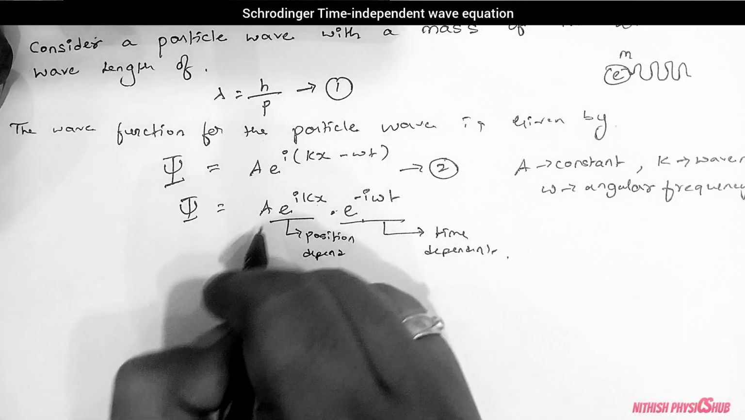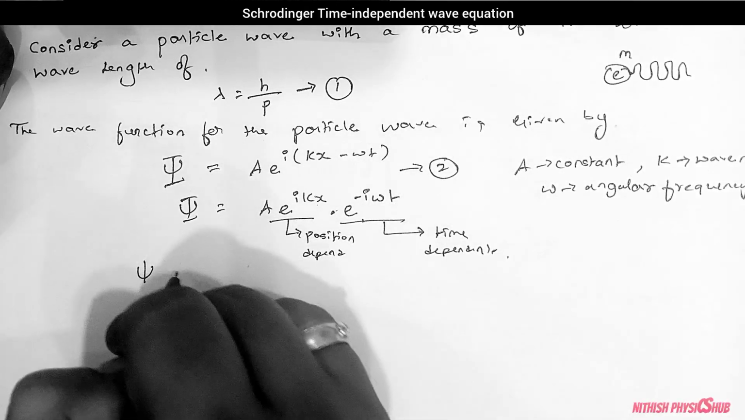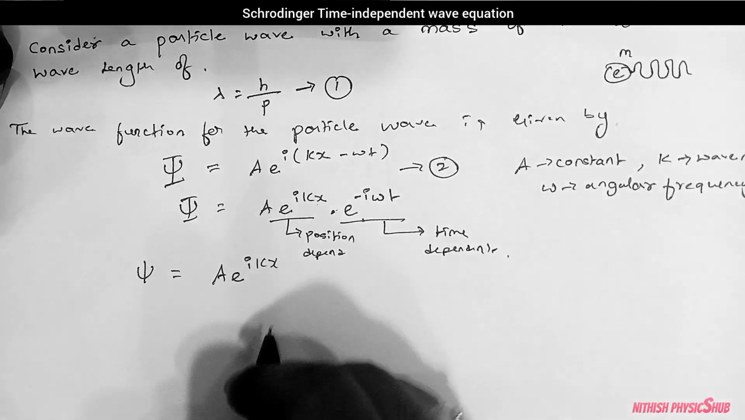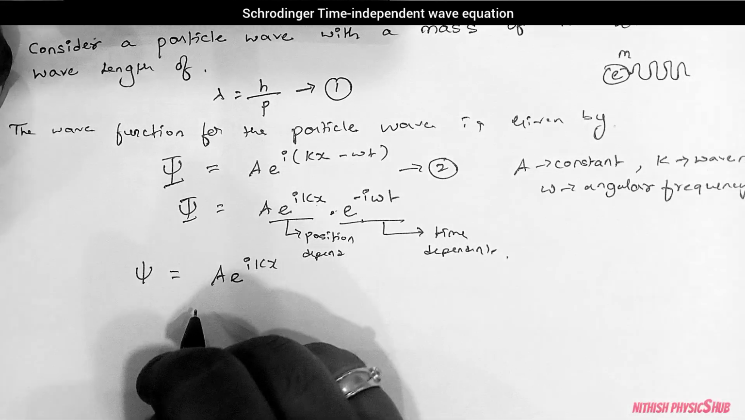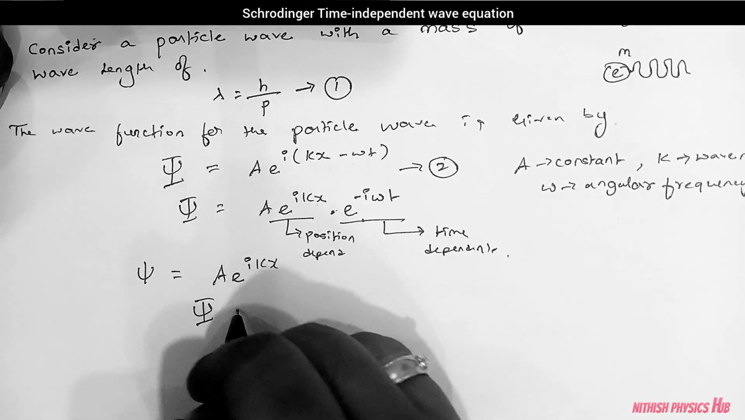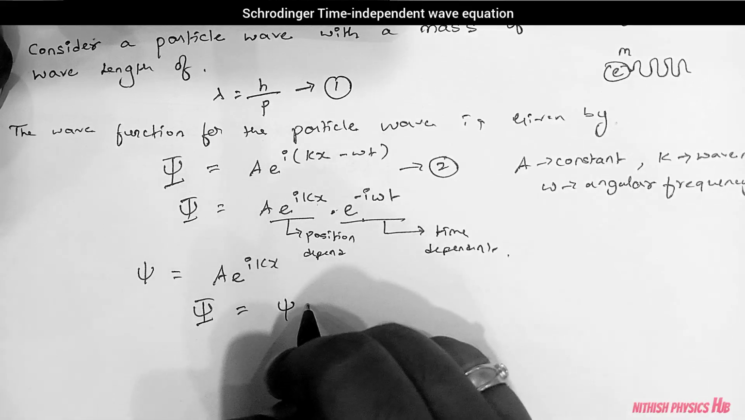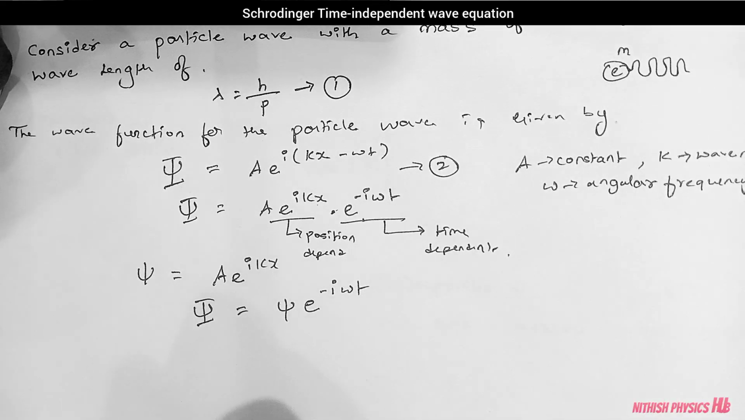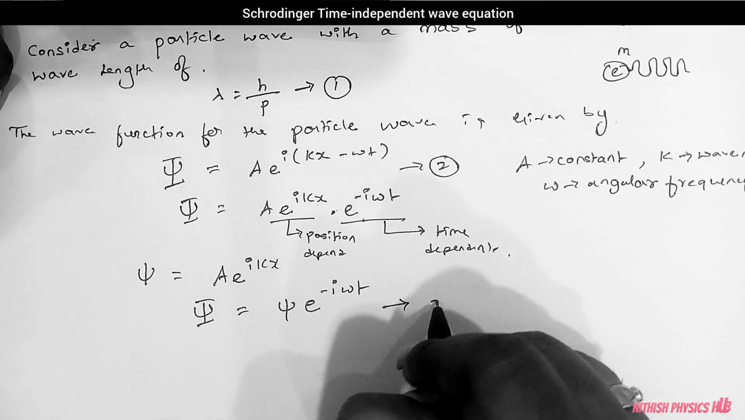Now what I will be doing, I will be taking A e to the power of i kx, the position dependent value, as it is as psi, and I will be replacing the equation as psi is equal to psi of x into e to the power of minus i omega t. So take it as equation number 3.